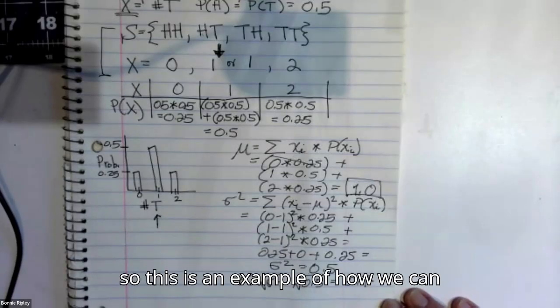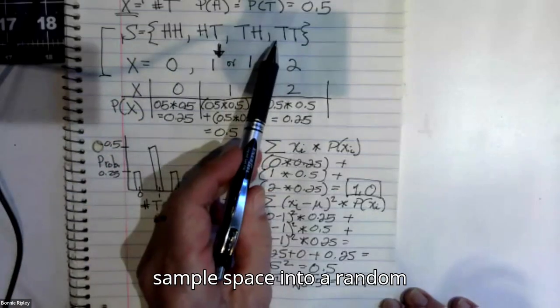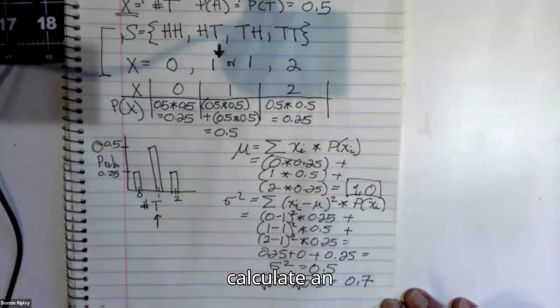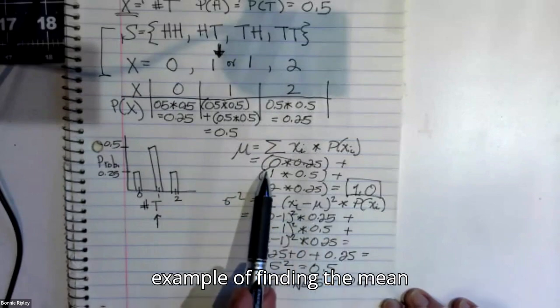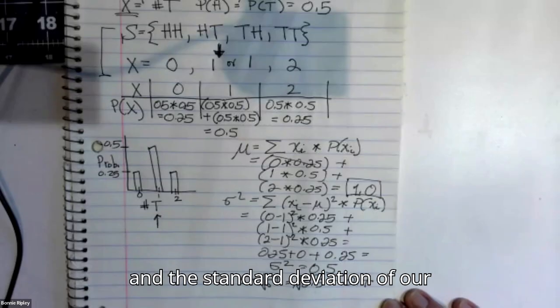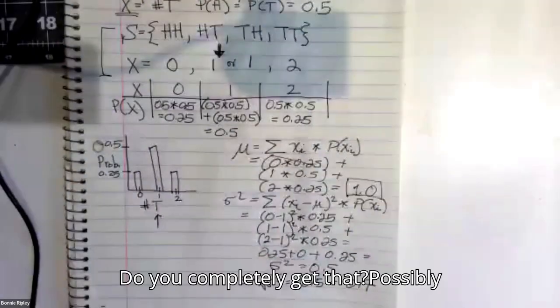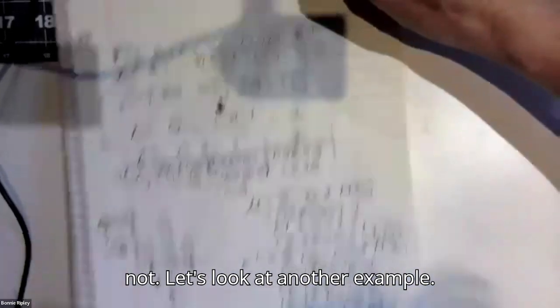All right, so this is an example of how we can turn a sample space into a random variable and the steps of how to calculate an example of finding the mean and the standard deviation of our discrete random variable. Do you completely get that? Possibly not. Let's look at another example.